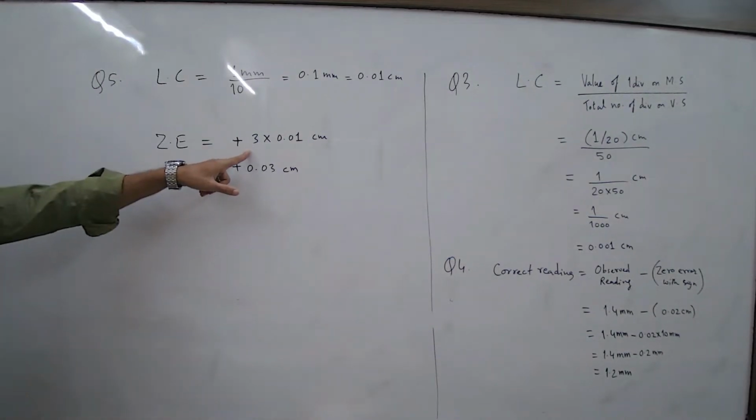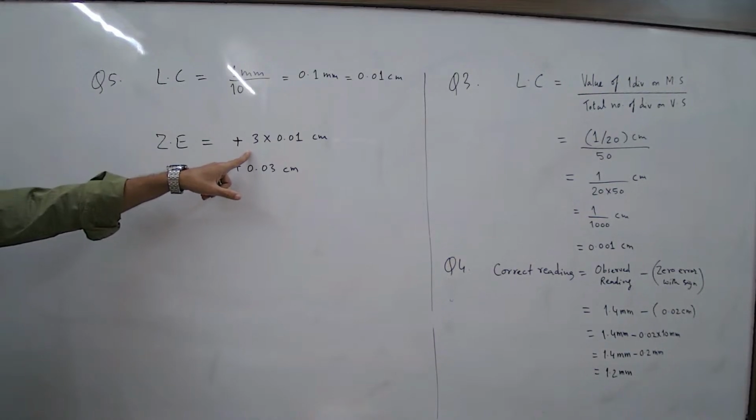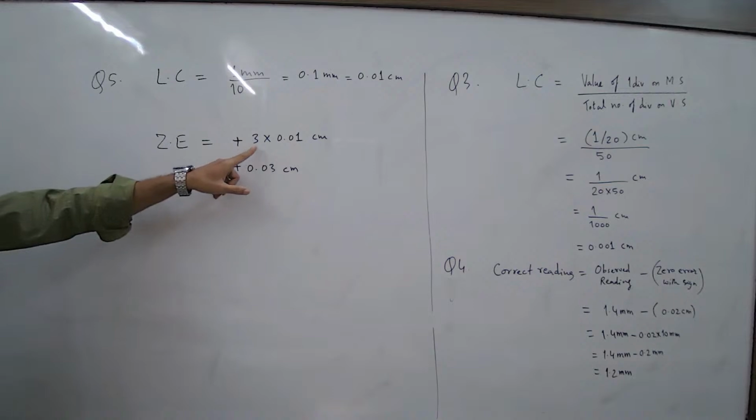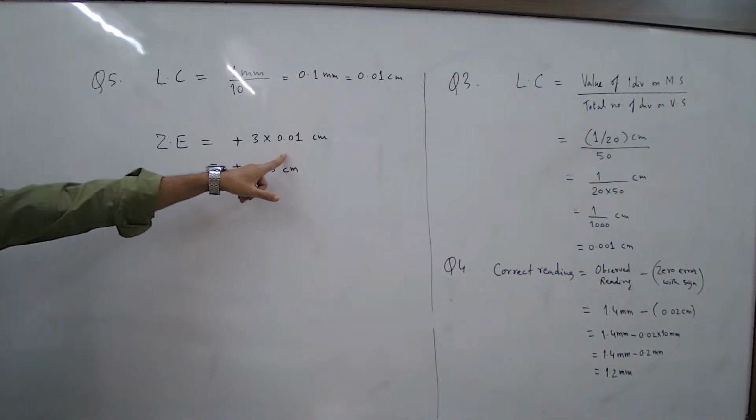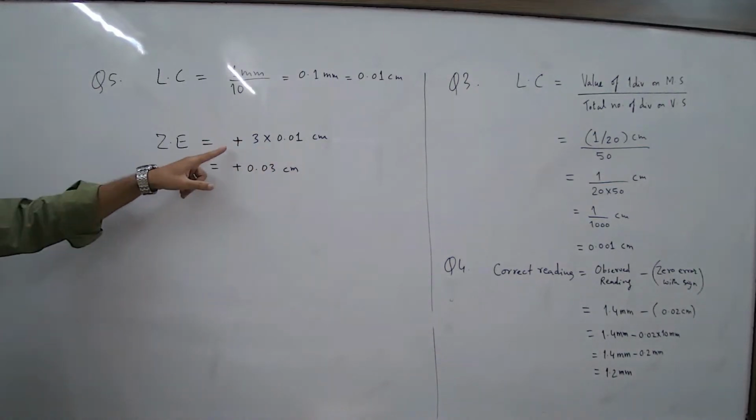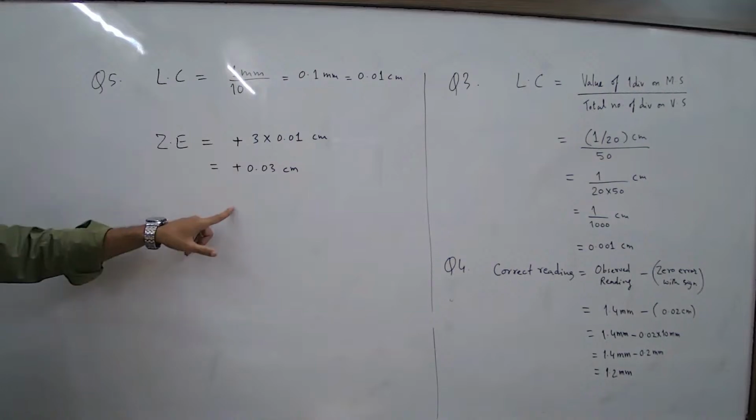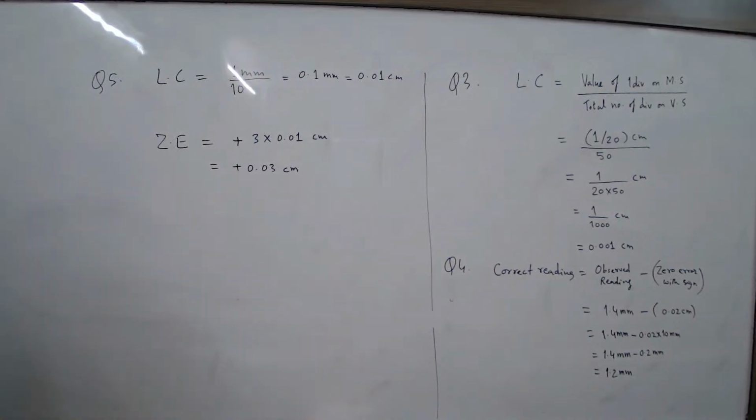This is the coinciding division of the vernier scale with main. It is given in the question. Then you have to multiply this with least count, and you have to also have the sign because it is positive zero error. Got it? Okay. To the sixth question. Do it yourself. Sixth question.